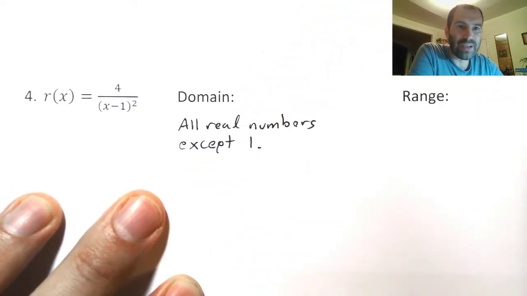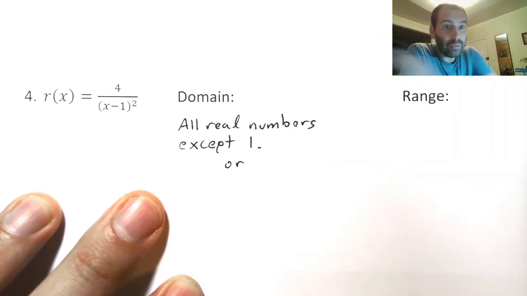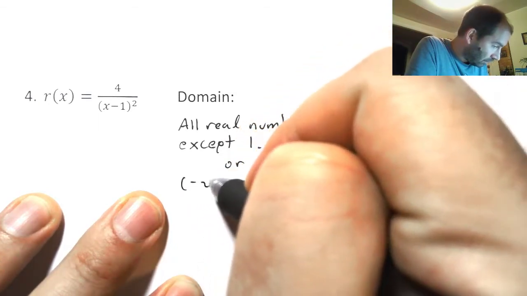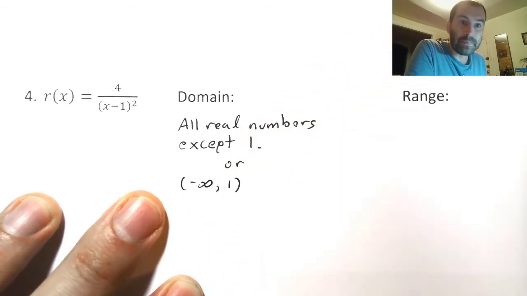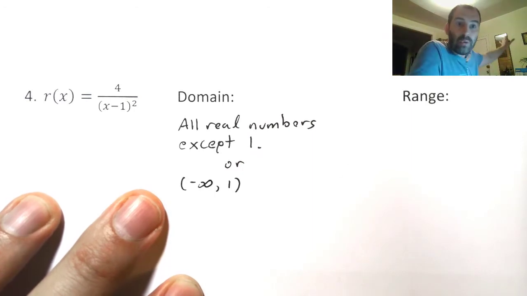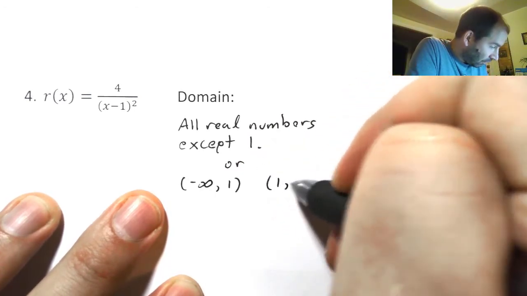All real numbers except 1. How would I write that in interval notation? Well, I can go from all negative numbers, from negative infinity up to 1, and I can go from 1 all the way up to infinity. All those numbers work.